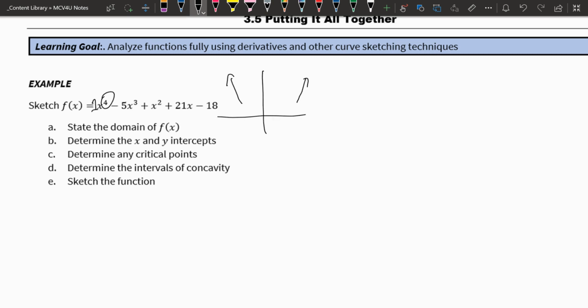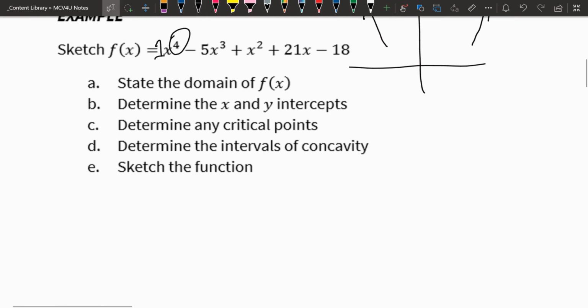Now we're going to put in some calculus with the first derivatives and the second derivatives to help us determine the locations of maximums and minimums, as well as any potential points of inflection. Okay, so we're going to do that now. Starting with A, state the domain of the function f of x.